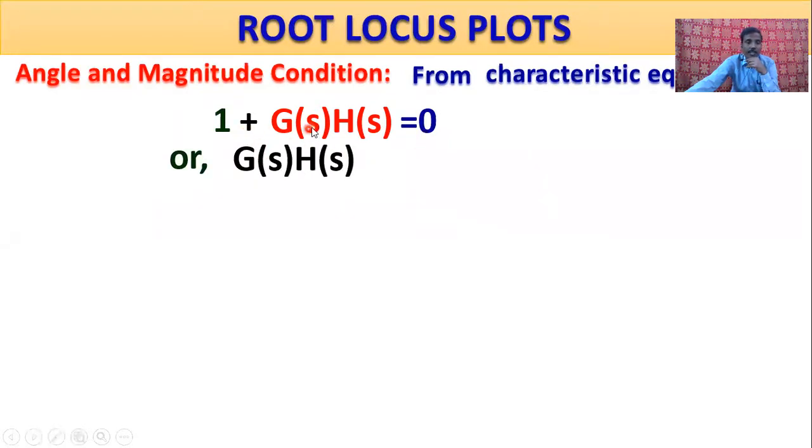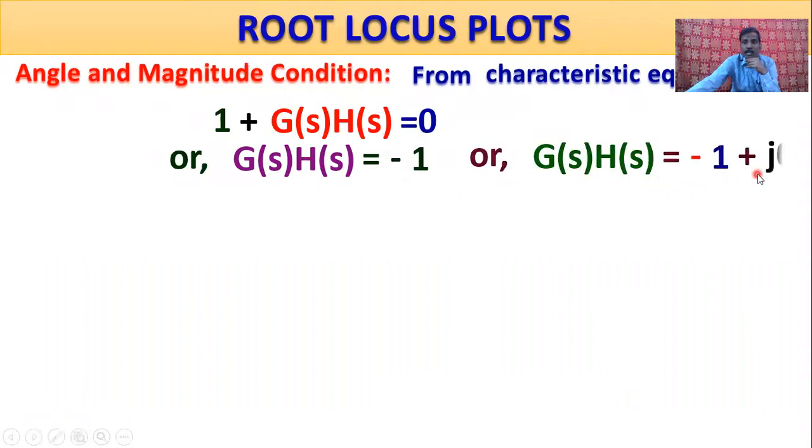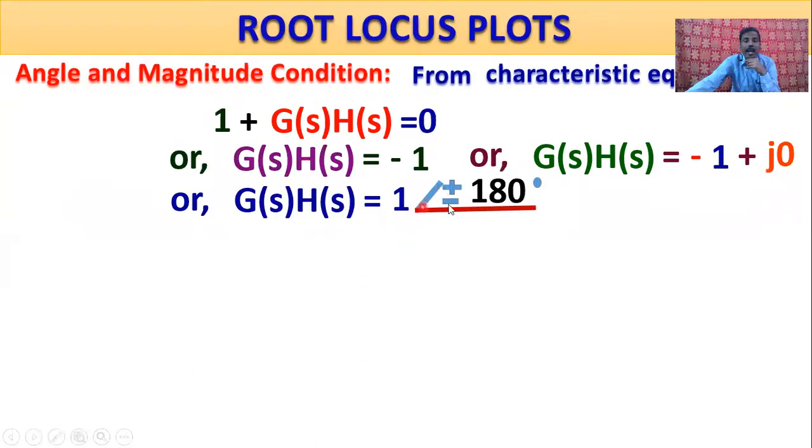From this equation, G(s)H(s) equals what? This is equivalent to -1, with imaginary part j0. So the -1 + j0 point is called the critical point. This is also very important. And G(s)H(s) equals what? One at an angle of plus or minus 180 degrees.